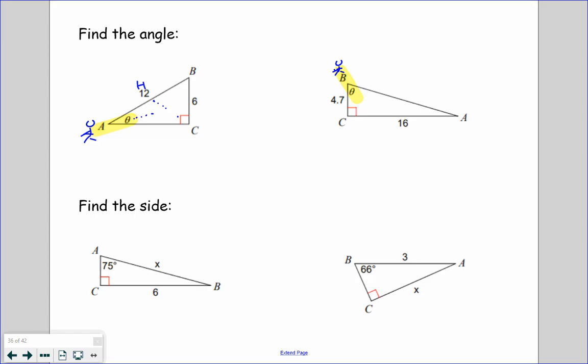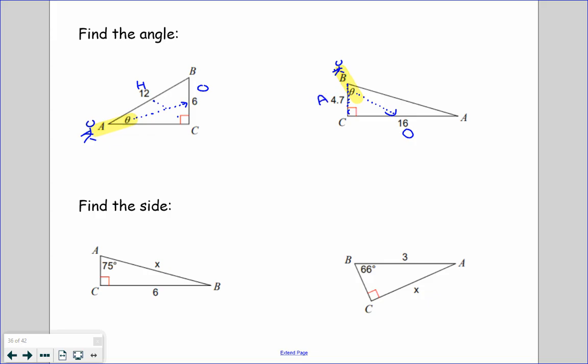What is the 6? It's all the way on the other side, so it is opposite. If I look at the other one here, across from the box, there is no number here, so do not put an H down on your page. So there's nothing on the hypotenuse, so don't write down H. The 16 is all the way on the other side. It's opposite. 4.7 is right beside me, so that is adjacent.